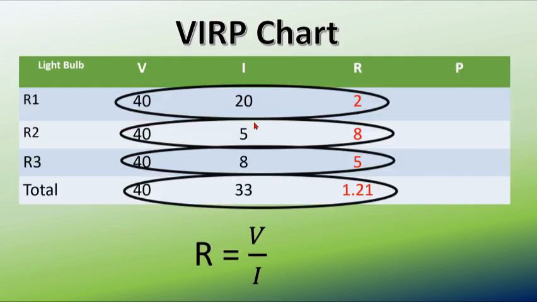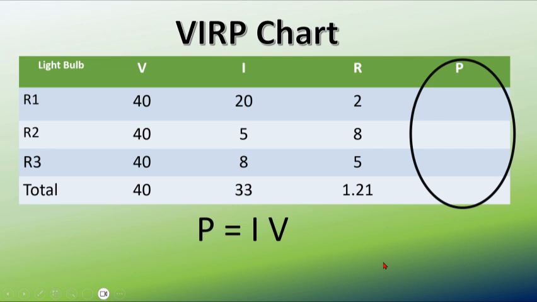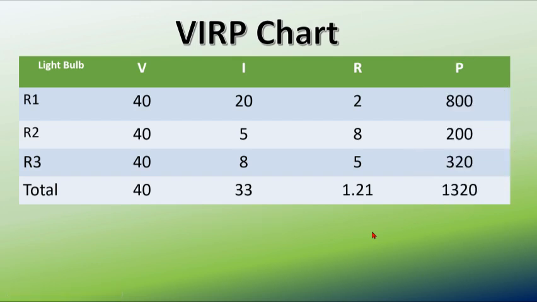All right, so there's the resistance. I just took the V values and divided by the I values. Remember, you can only do that in the same row. Okay, don't use a V and an I from different rows. And then we find the P values of power by multiplying V times I. All right. So that completes the VIRP chart.